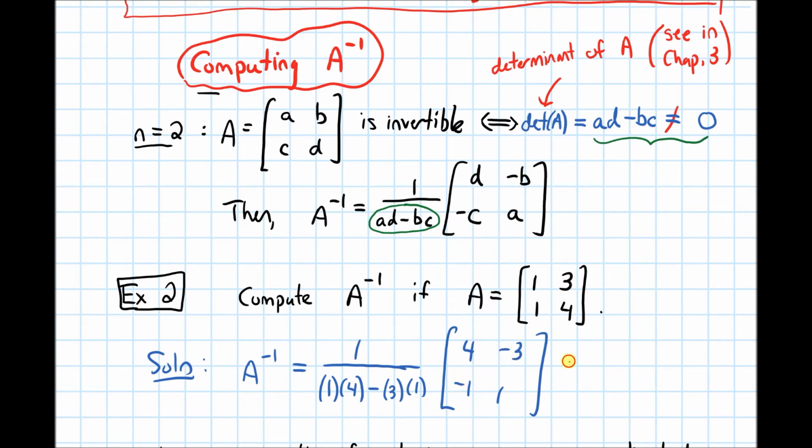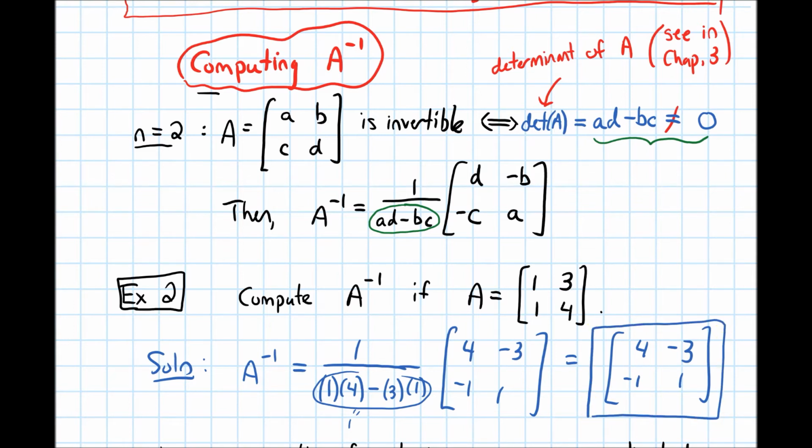In simplifying this, my determinant ends up being equal to 1, so I'll just have a 1 in front, which doesn't affect my matrix at all. I'm just left with 4, negative 3, negative 1, 1. And that's my formula for my inverse. It's easy to check that if we multiply this matrix by A, either on the left or on the right, we get the identity.